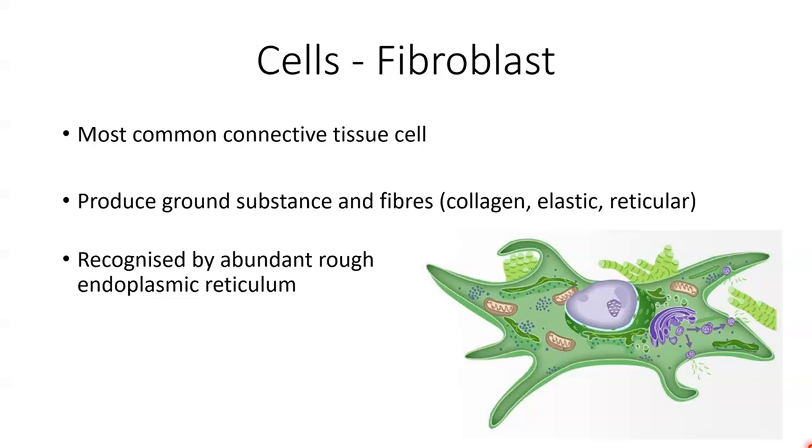Now, because they function to produce those protein fibers and the ground substance, active fibroblasts can be recognized under a microscope by their abundant rough endoplasmic reticulum. So remember back to our cells lecture, our rough endoplasmic reticulum is the organelle that produces protein for use within and outside of the cell. So if we're producing all those protein, collagen, elastic, and reticular fibers, we're going to need lots and lots of rough endoplasmic reticulum.